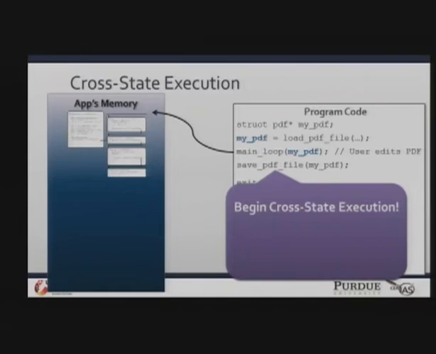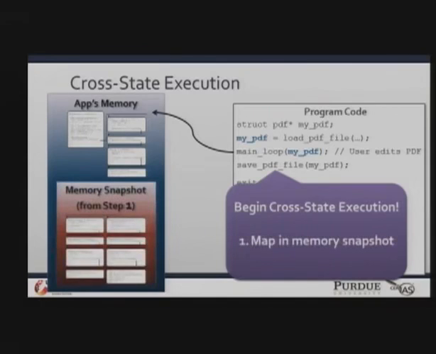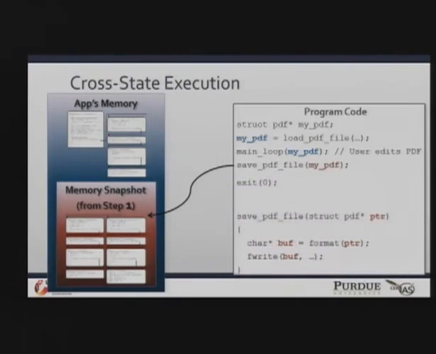This is where DSCRETE is going to begin the process of cross-state execution. To do this, it's going to perform two quick steps. First, it's going to map that memory image that we took in step 1 into the new process's memory space. Then, it's going to switch that myPDF pointer that the application is using to point to the old data structures that are frozen in that step 1 memory image. And so you can see that this is going to cause the remainder of the execution to happen using the old data structures that are frozen in that step 1 memory snapshot.